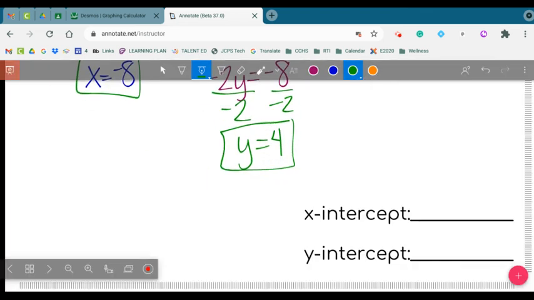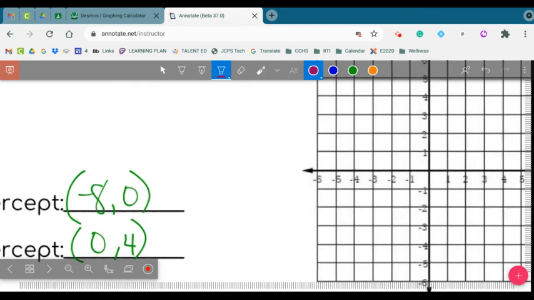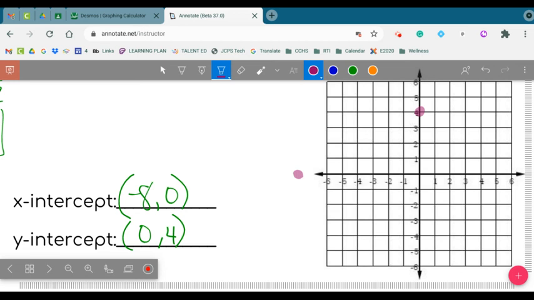So we have our x and our y-intercept. So our x is negative 8, 0. Our y is 0, 4. Plot both of these on the graph. So negative 8 is going to be a little bit off, so somewhere right in this vicinity. Then 0, 4. And then graph your line in between.